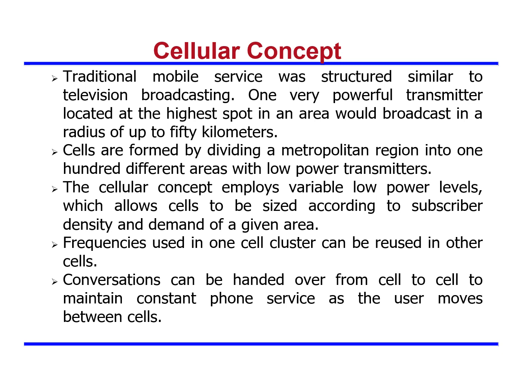Cellular concept. Traditional mobile service was structured similar to television broadcasting. One very powerful transmitter located at the highest spot in an area would broadcast in a radius of up to 50 kilometers. Cells are formed by dividing a metropolitan region into 100 different areas with low power transmitters.